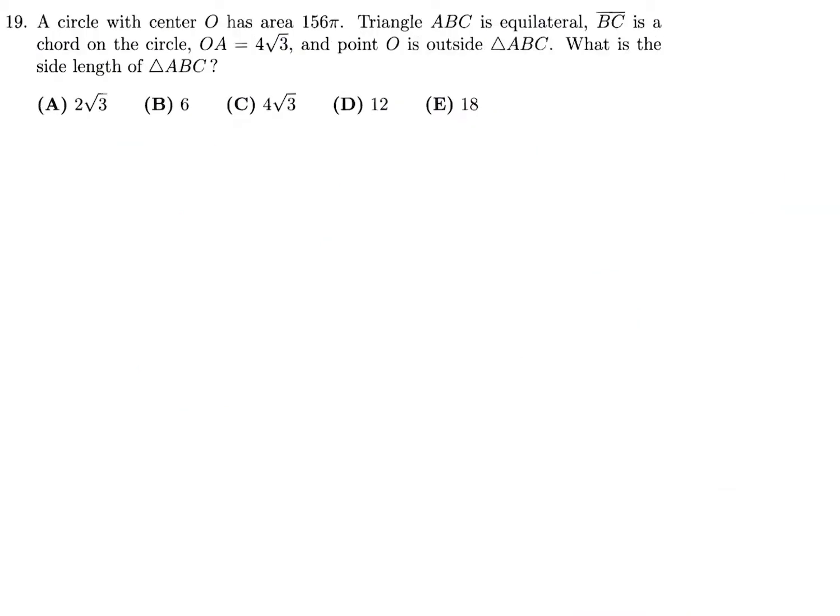A circle with center O has an area of 156 pi. Triangle ABC is equilateral. BC is a chord on the circle. OA is 4√3, and point O is outside ABC. What is the side length of ABC?